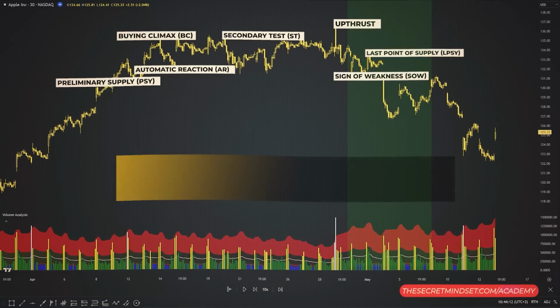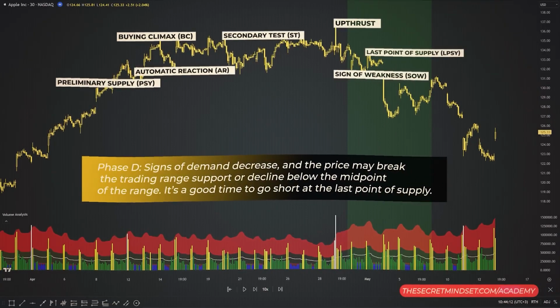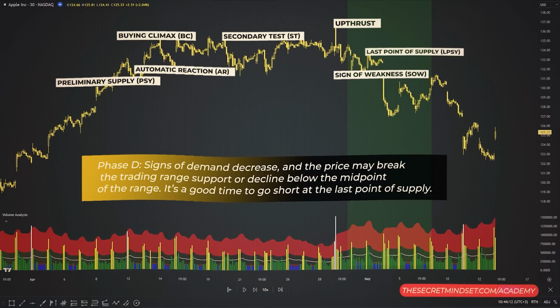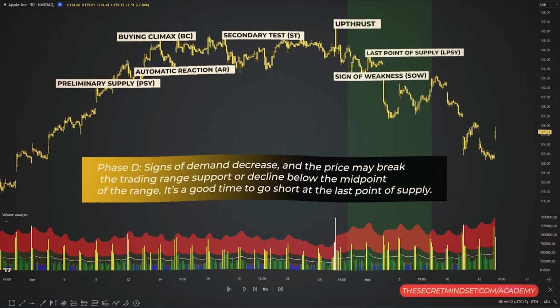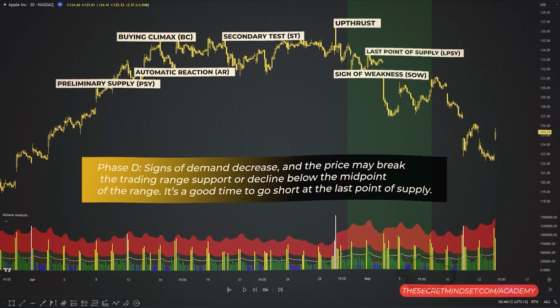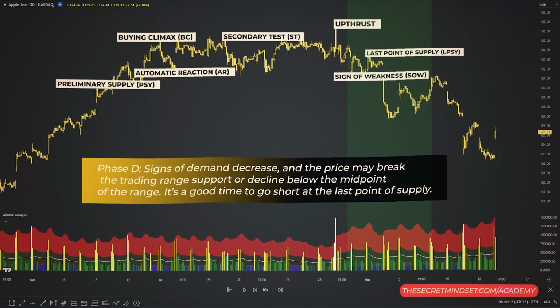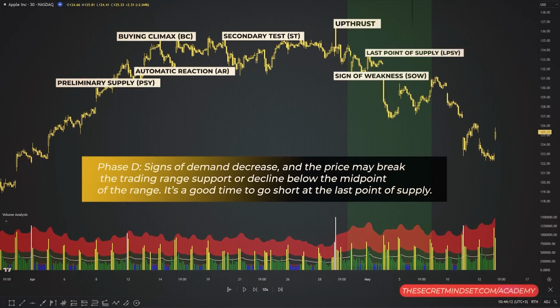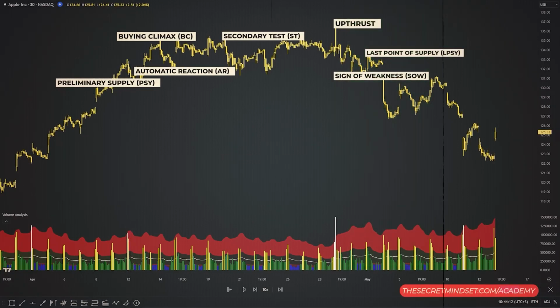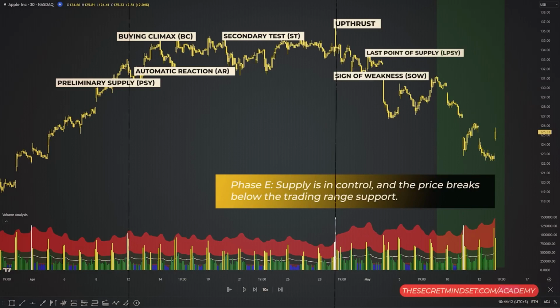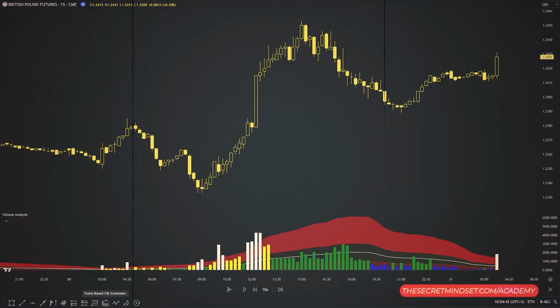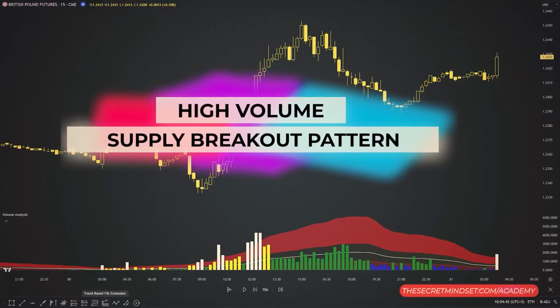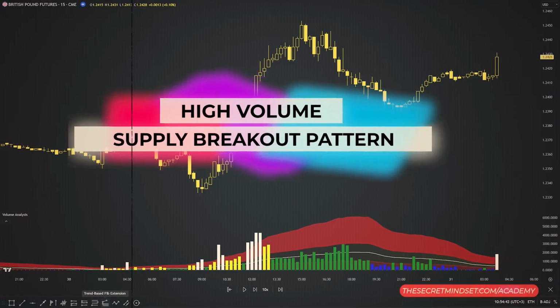In phase D, signs of demand decrease and the price may break the trading range support or decline below the midpoint of the range. It's a good time to go short at the last point of supply. It's also the last opportunity for long position holders to close their positions and go short. In phase E, which is the final phase of distribution, supply is in control and price breaks below the trading range support. The high volume supply breakout pattern is one of my personal edges.